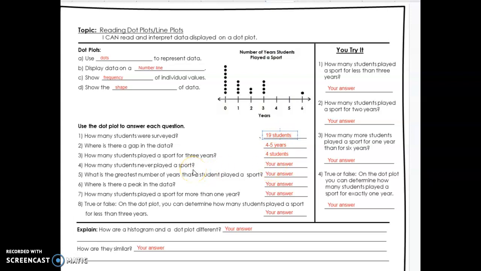How many students never played a sport? So if they never played a sport, that means that they played for 0 years. So that's 1, 2, 3, 4, 5, 6, 7, 8. What is the greatest number of years that a student played a sport? Well, this is the greatest number of students who played 0 years of sports, then the biggest number of years of sports is over here at 6 years.